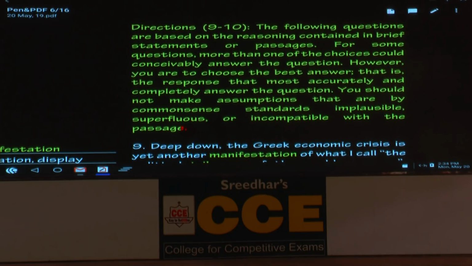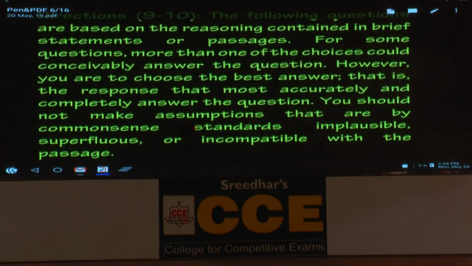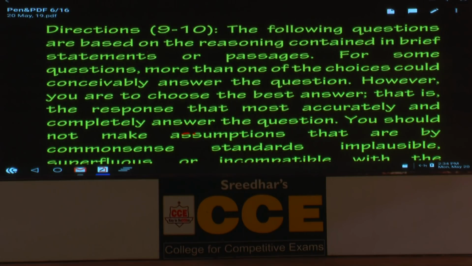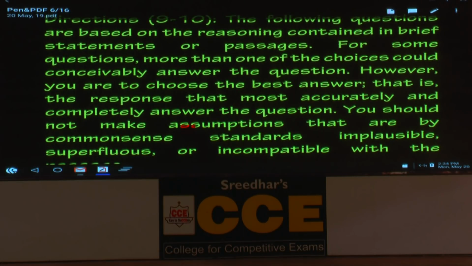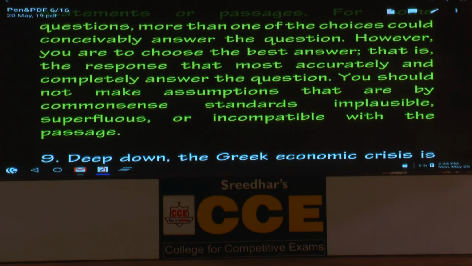9 and 10, a new pattern. What is it? First, I'll read out the instructions. The following questions are based on the reasoning contained in brief statements or passages. For some questions, more than one of the choices could conceivably answer the question. However, you are to choose the best answer.